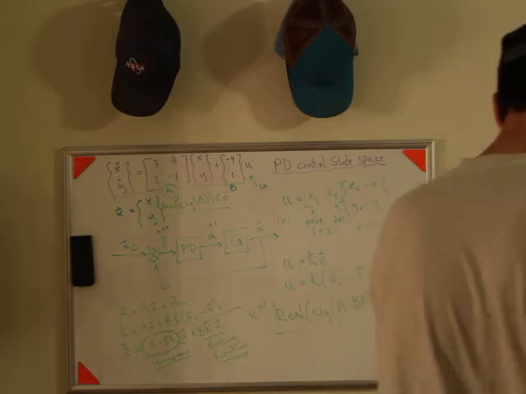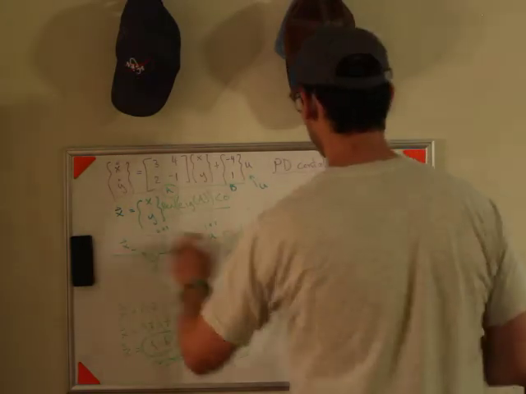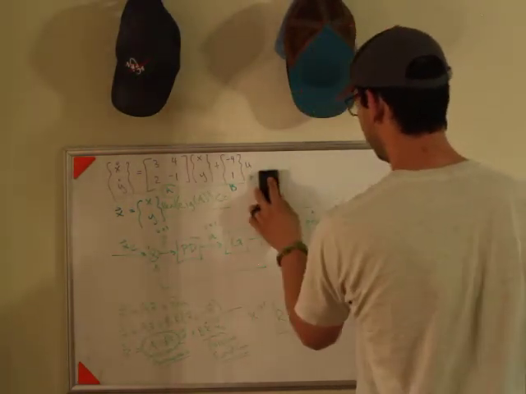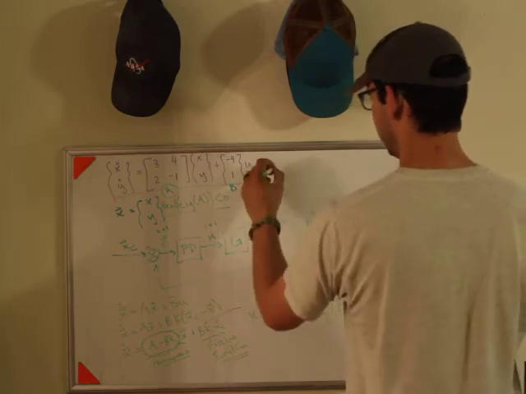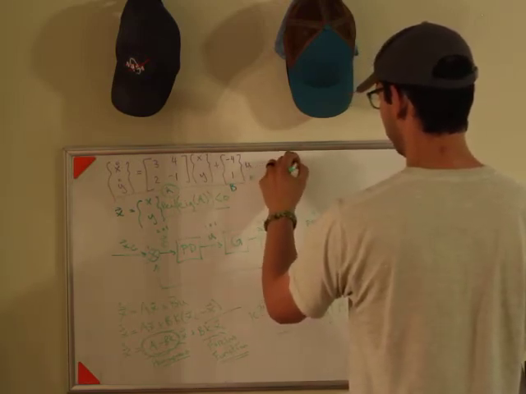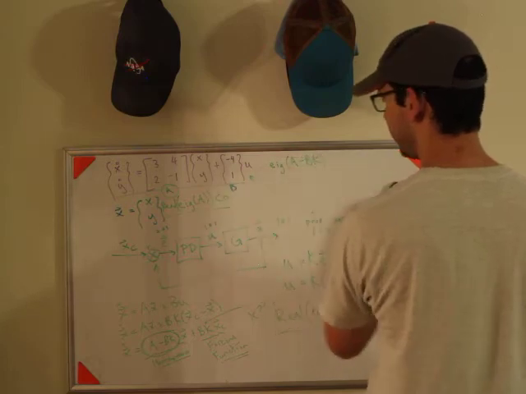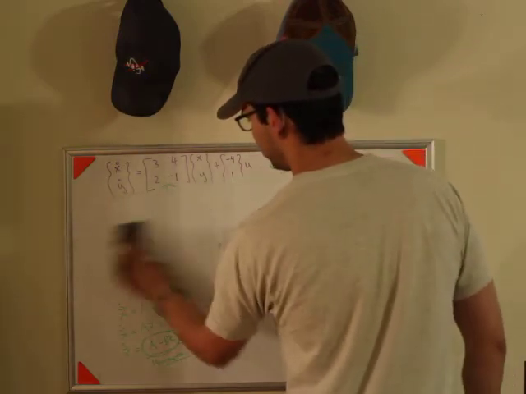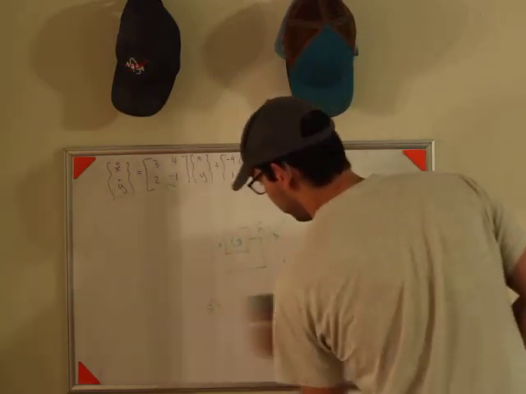Send that off. And now what I'm going to do is rewrite this equation up here: the eigenvalues of A minus BK. This is what we need to compute, and so we're going to compute that here.